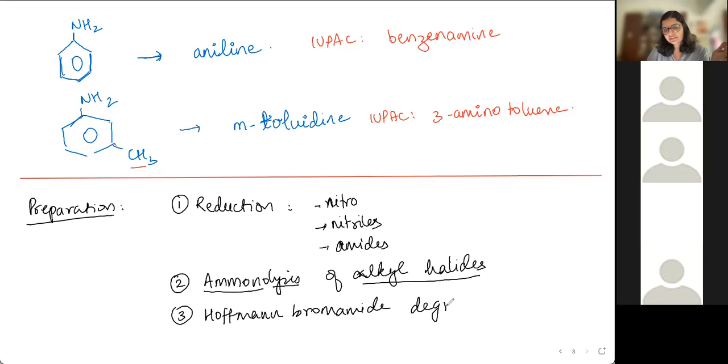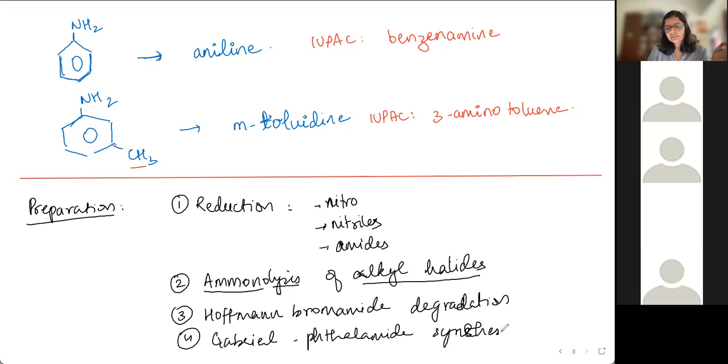Hofmann bromamide degradation, and you have Gabriel phthalimide synthesis. These you just need to know the reaction. There's also a mechanism, and I'm not sure if you have the mechanism or not. We can discuss it if you want. But again, you just need to know what the reactant substrate is, what reagent you need to use, and what product you get.